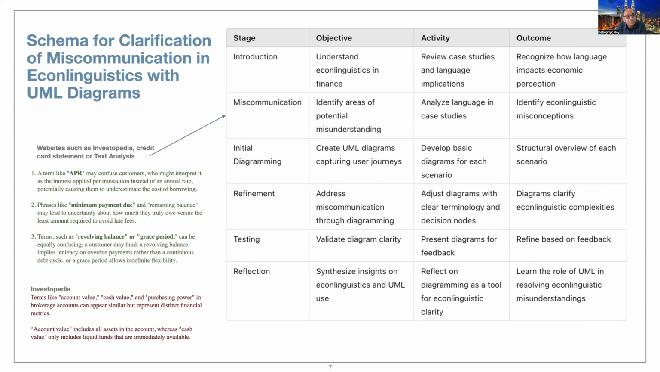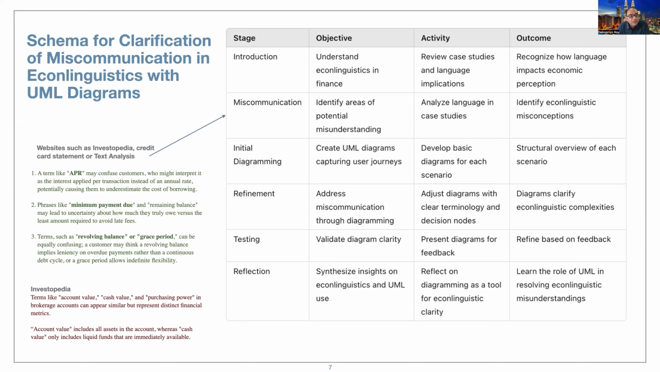Then we have terms such as revolving balance or grace period. We don't know what revolving balance means, how long it's going to continue, at what rate, what kind of interest is going to be charged in the interim period. If there is a late fee, what other fees will be applied? What does grace period mean? Is it that the grace period goes indefinitely, or there's a certain period for which it's applicable? Is it indefinite flexibility? We don't know. So all these kinds of Econlinguistics miscommunication could be clarified using various kinds of UML diagramming, and that's the purpose of this project.